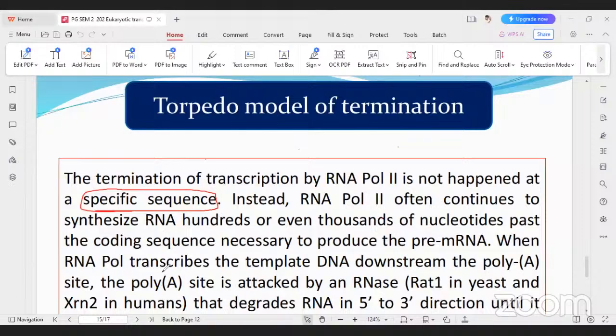When RNA polymerase transcribes the template DNA downstream of the poly A site, the poly A site is attacked by RNase. I will explain later in the processing of mRNA what poly A is, what the 5-methyl cap is, and what the spliceosome is. I will explain again. Just wait.